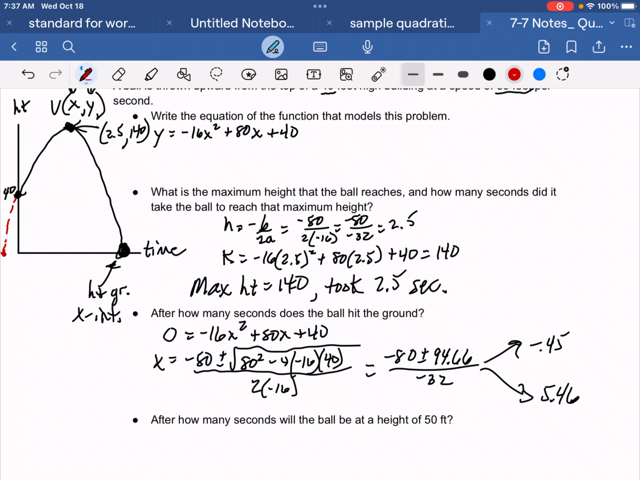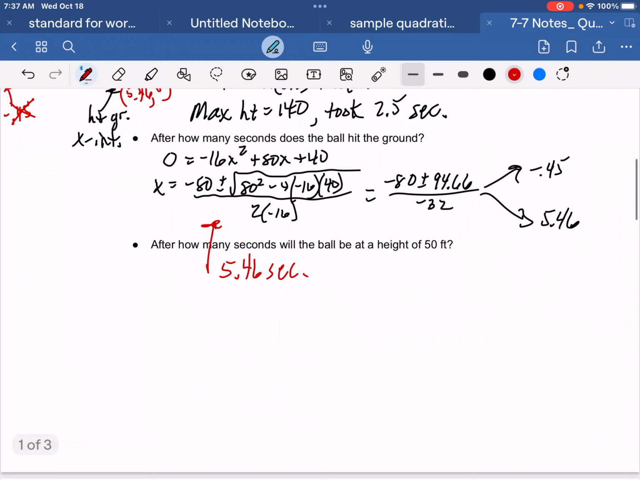So I want you to imagine right here, there could be an x-intercept at negative 0.45, and this x-intercept is 5.46, comma 0. Well, of course, this x-intercept is irrelevant in the context of the problem. The ball only flew from the original height of 40 feet up to the vertex and back down. So 5.46 seconds is how long it took for the ball to hit the ground.